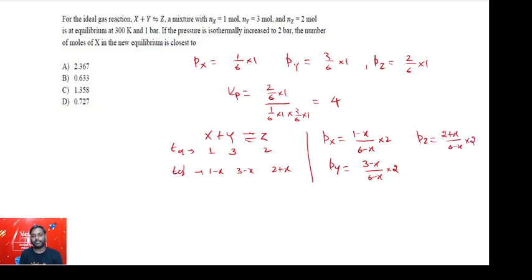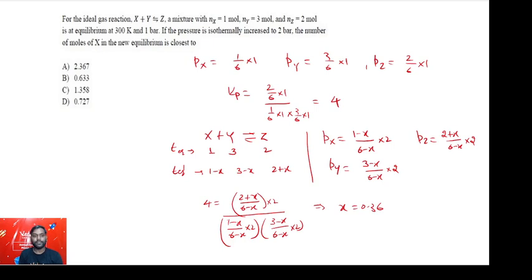Now again using this Kp formula, 4 is equal to 2 plus x upon 6 minus x into 2 divided by 1 minus x upon 6 minus x into 2 into 3 minus x upon 6 minus x into 2. By solving this quadratic, we get two values of x. One value of x comes to be greater than 1, which is not possible, and the other value of x comes to be 0.36. That is the acceptable value.